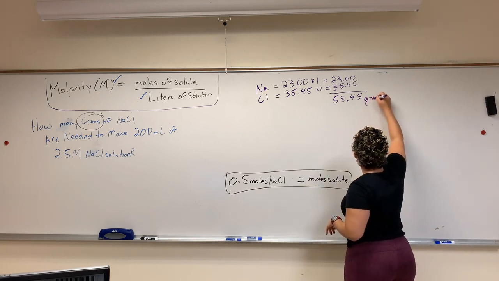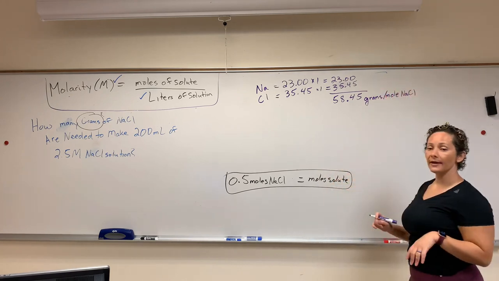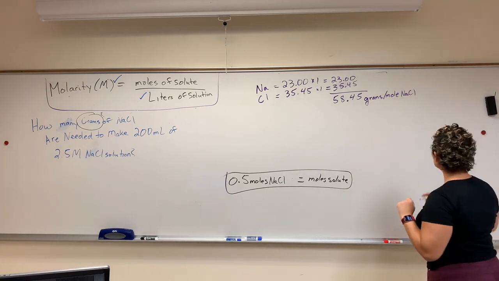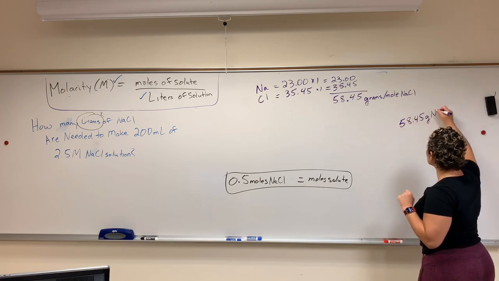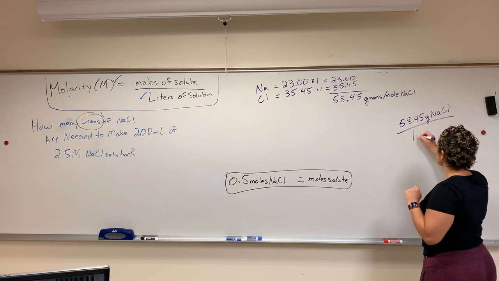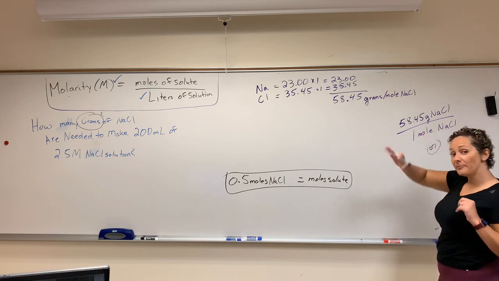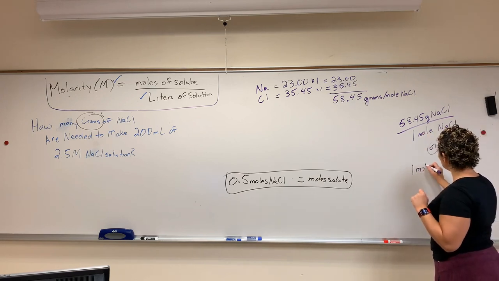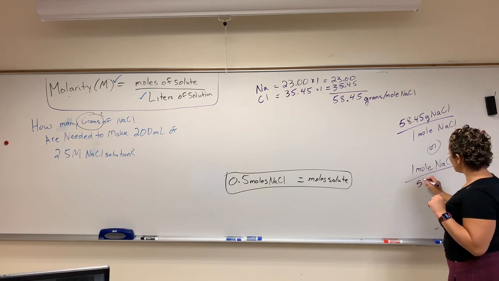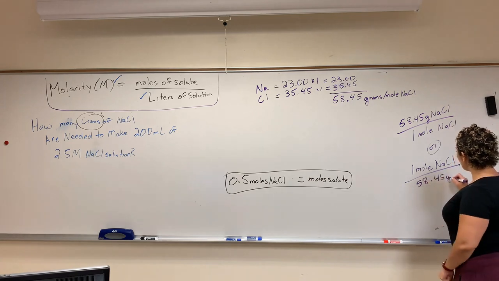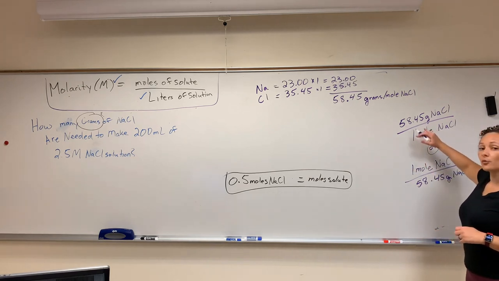So, grams per mole sodium chloride. Okay? Now remember, that's a conversion factor. And so that means 58.45 grams sodium chloride per 1 mole sodium chloride. Or you could flip it and do it the other way. 1 mole of sodium chloride is equivalent to 58.45 grams sodium chloride. Okay? It depends on what your needs are.